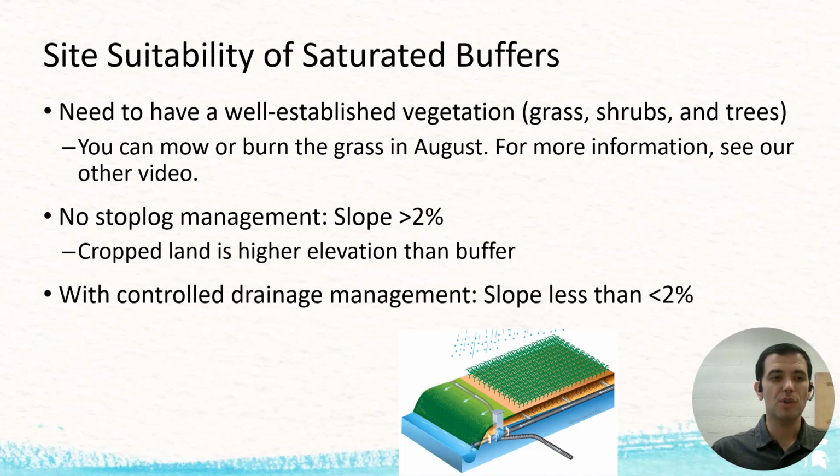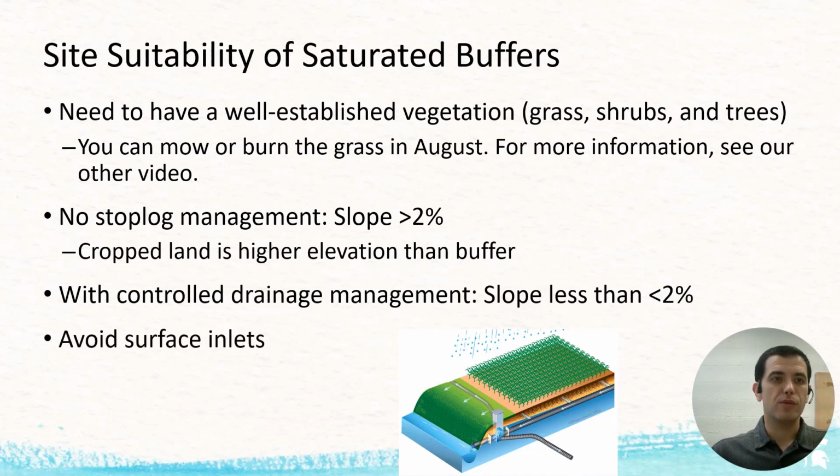If you choose to implement controlled drainage and then get the additional bonus water quality benefit and the potential crop yield benefit, in that case, you need to manage the water stop logs inside the control structure. In that case, look for sites with slopes of about less than 2%.